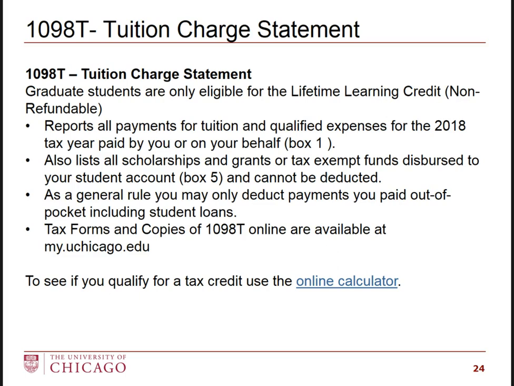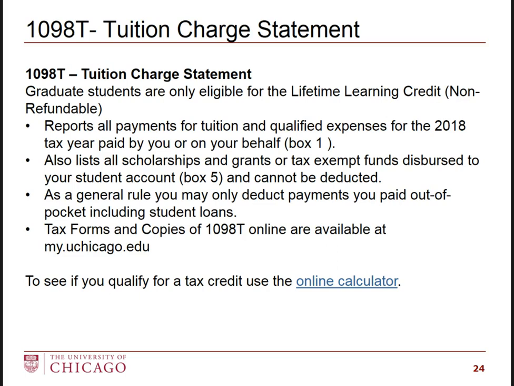The 1098-T tuition charge statement for graduate students is only eligible for the Lifetime Learning Credit, which is a non-refundable tax credit. This reports all payments for tuition and qualified expenses for the 2018 tax year paid by you or on your behalf. It also lists scholarships and grants or tax-exempt funds dispersed to your student account, which cannot be deducted. As a general rule, you may only deduct payments you paid out of pocket, including student loans.